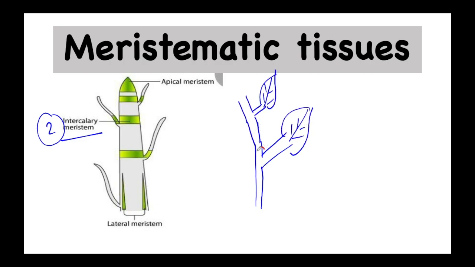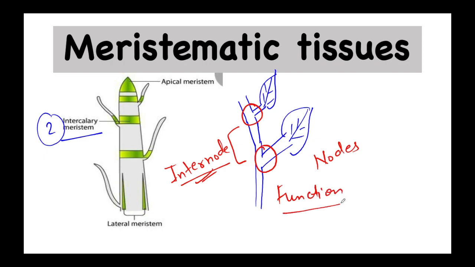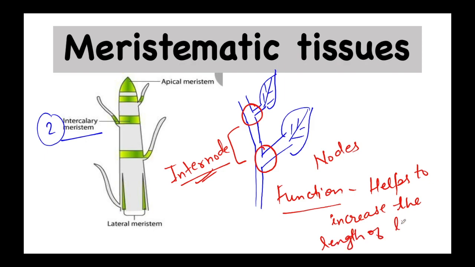For example, this is a part from where this leaf arises, and this is another part from where another leaf arises. These points are known as nodes, and the space between these two nodes is known as the internode. Intercalary meristem is present on the internode, and it is responsible for increasing the length of the internode. So I am writing the function here: it helps to increase the length of the internode.